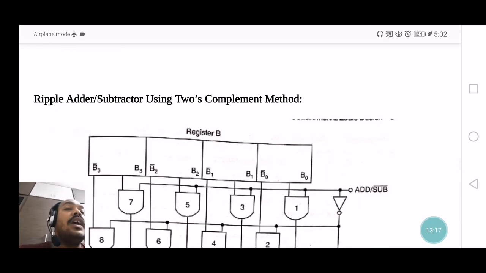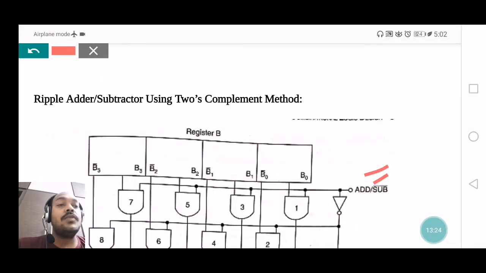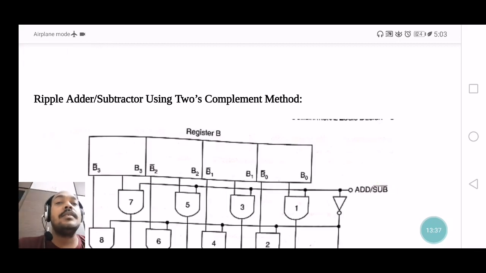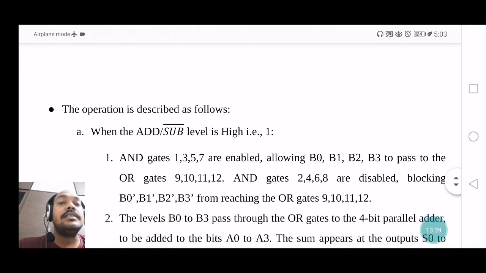under the control of the adder or subtractor input. Okay, so once again I repeat, if my control input is 1, this ripple adder subtractor will act as a ripple adder. If my control input is 0, this ripple adder subtractor will act as a ripple subtractor. Okay, so this is the working principle of the ripple adder subtractor circuit.